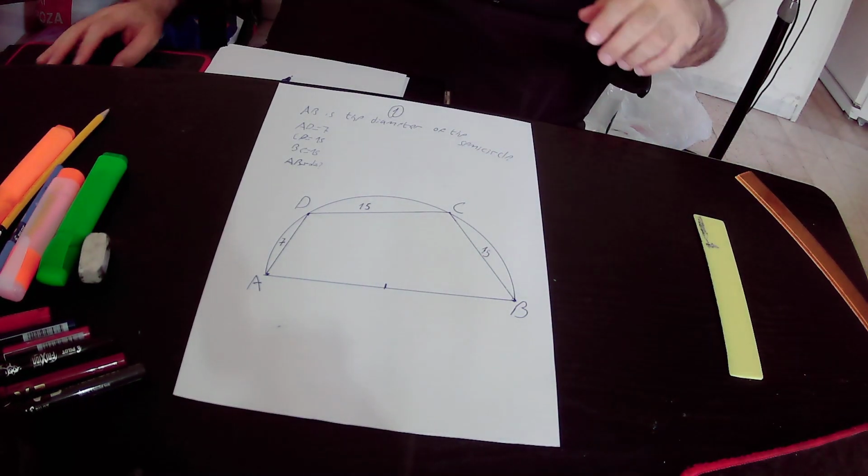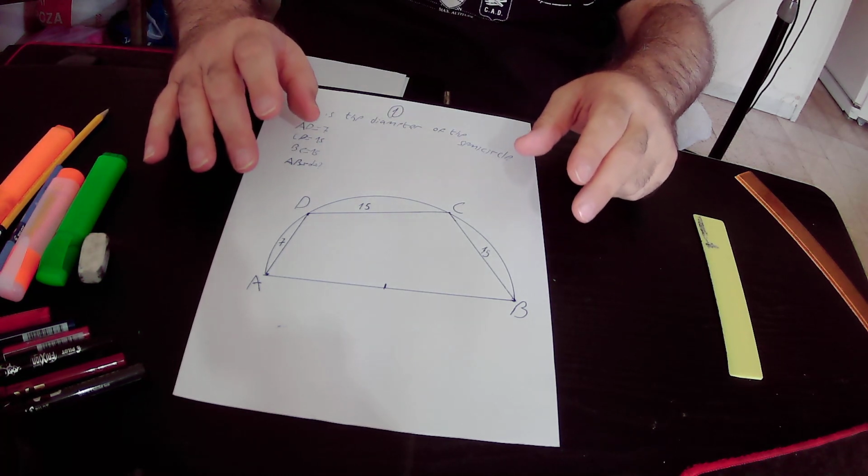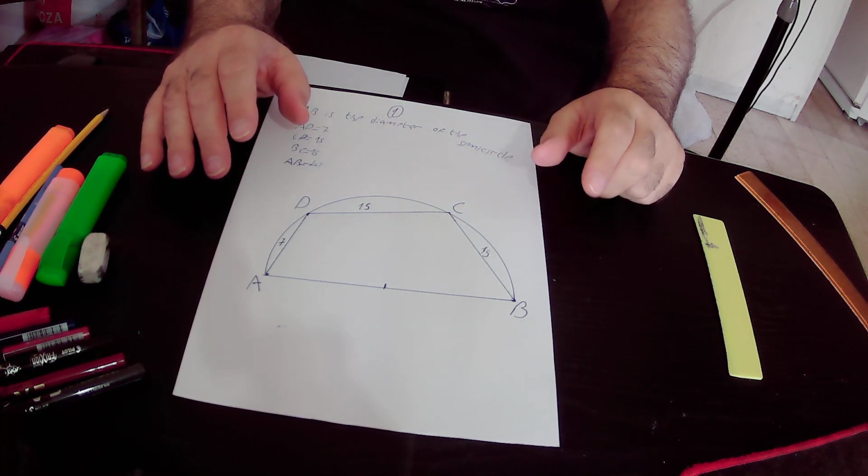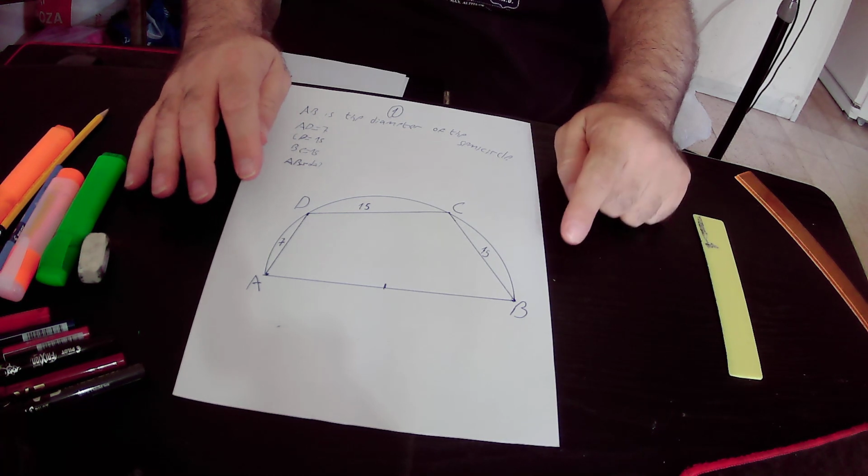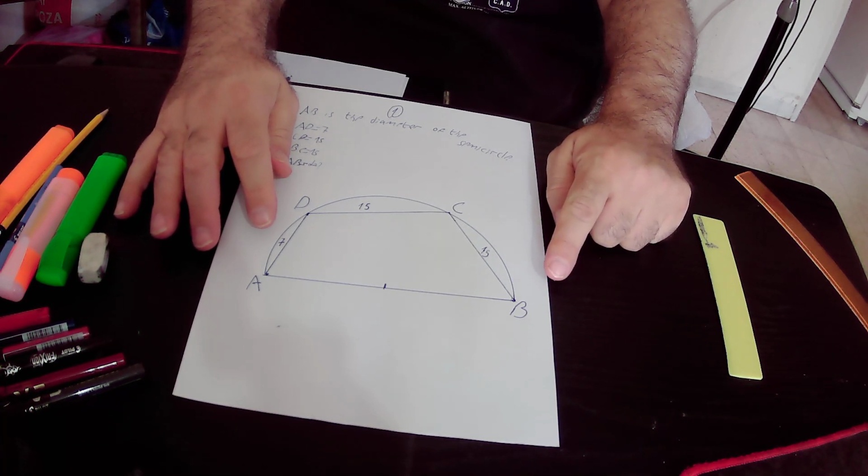Hello, in this lecture we will find out the diameter of the semicircle. In the drawing we have a semicircle. We know that AB is the diameter of this semicircle.